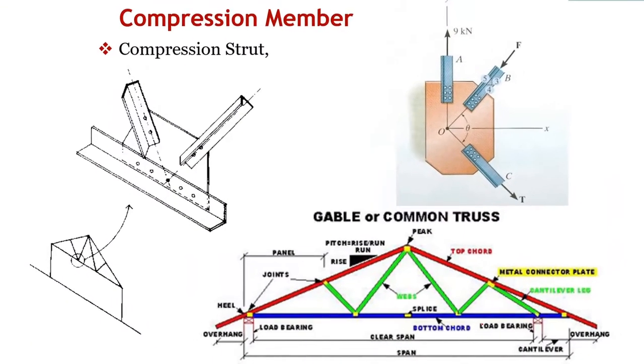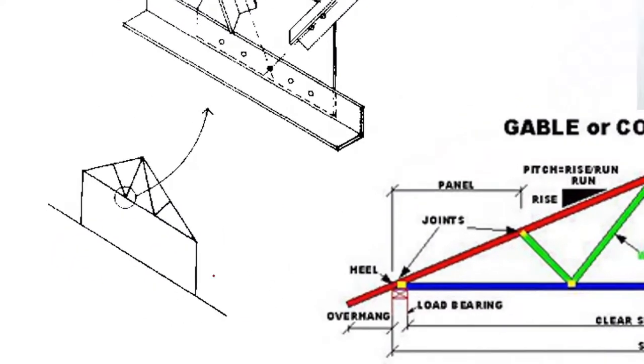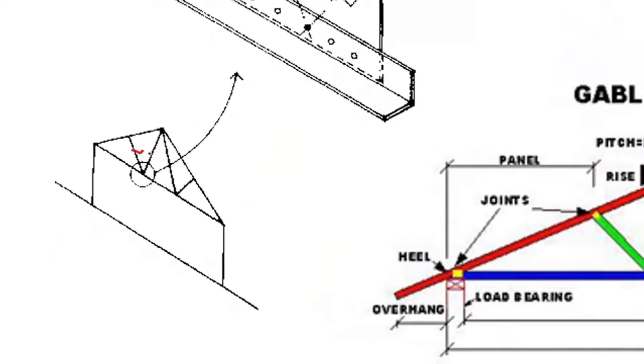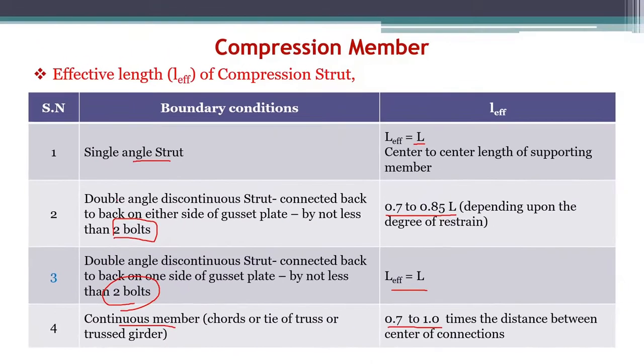Here are a few common examples of a strut. Again, if you look at this roof truss, you have 4 members in the middle. All these 4 are either compression or tension members. If it is a compression member, then its effective length is calculated as prescribed. Like here, if it is a single angle strut, then effective length is total length. If it is a double angle discontinuous strut connected back to back, on either side of the gusset plate, the effective length depends.